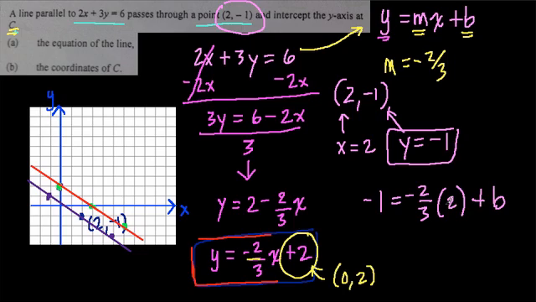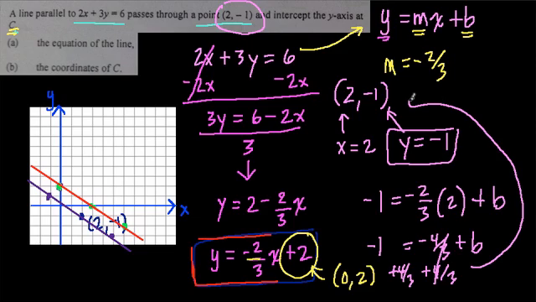So now we solve. 2 times -2/3 is -4/3. Plus b is equal to -1. I would add 4/3 to both sides. Right? This cancels out. And now what? B is equal to what? Well, it's -1 plus 4/3. -1, you can think of it as -3/3.